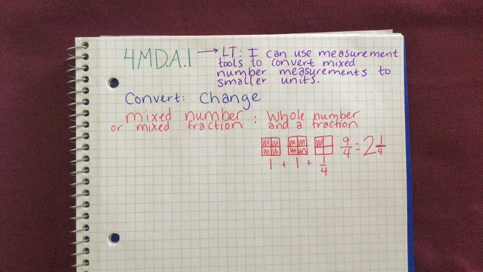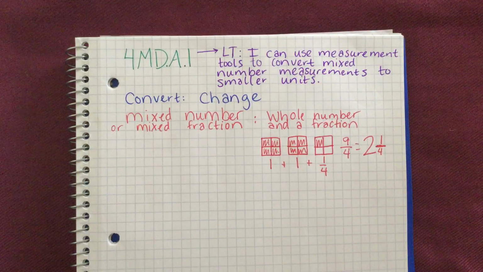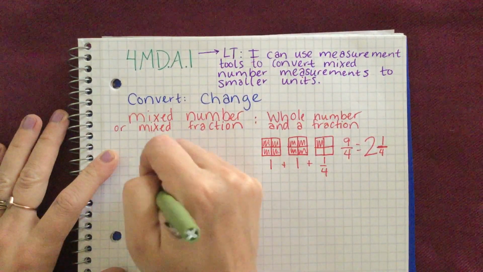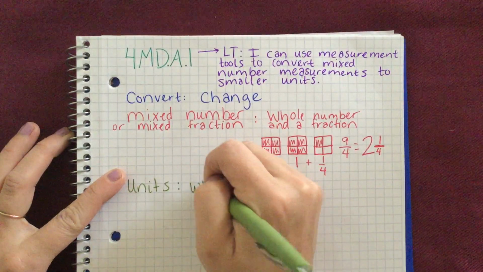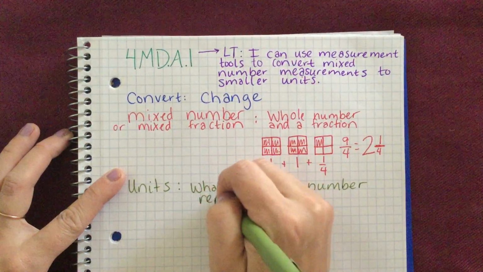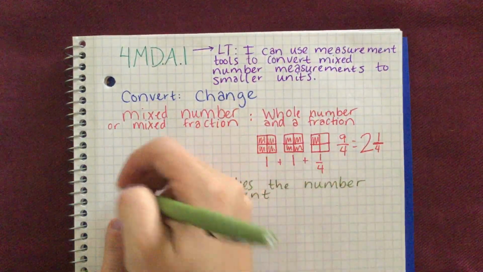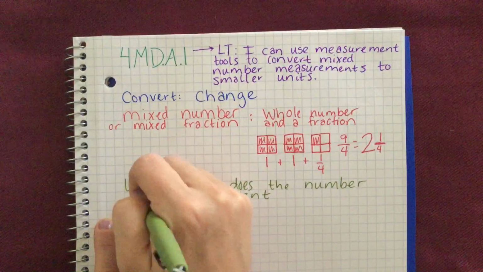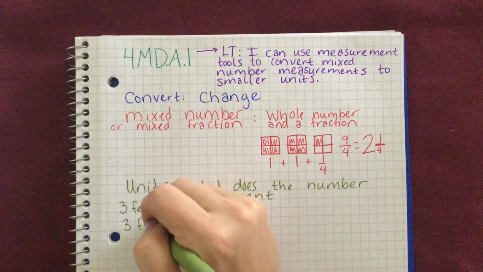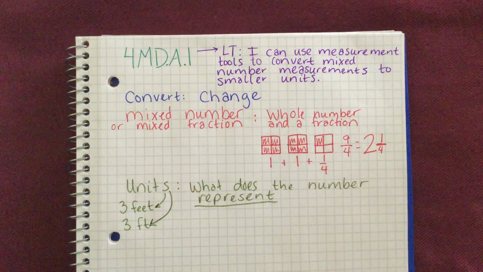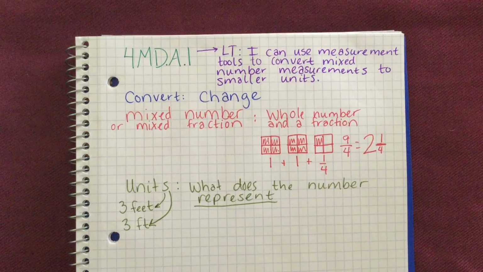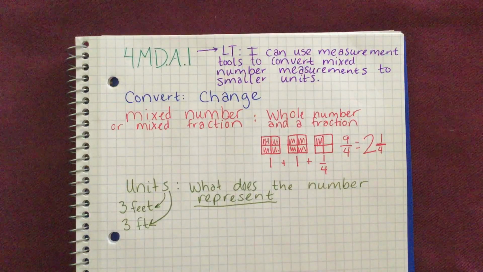And the next thing that we're going to look at is what it means to actually convert measurements to smaller units. So units, that just means what does the number represent? So if I have, for example, 3 feet, the unit is feet, because it is what the number represents. So that's our unit. That could be minutes, hours, seconds, days. It could be pounds, it could be ounces, it could be gallons or quarts. The unit is what the number represents.